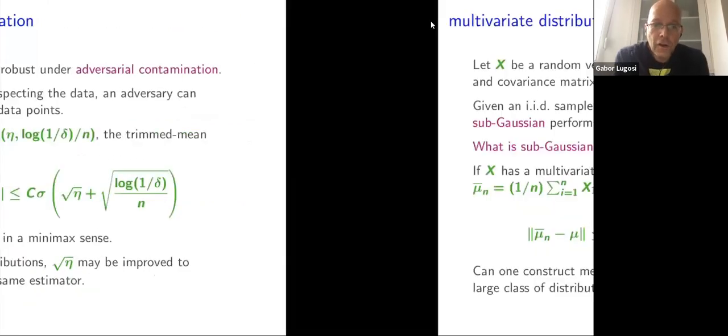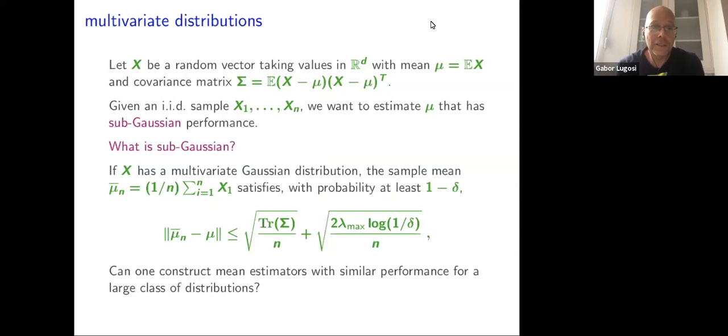Okay. So now I'm coming to the main topic of this talk, which is the multivariate case. The question is exactly the same as before. We have n independent, IID random vectors in R^d, and the mean is denoted by mu, which is a vector now, and the second moment is assumed to exist, so the covariance matrix is denoted by sigma. And now we would again like to have a mean estimator that is sub-Gaussian, with the only assumption that the second moment exists. But of course, now what does it mean that an estimator is sub-Gaussian? In the one-dimensional case, this was quite natural.